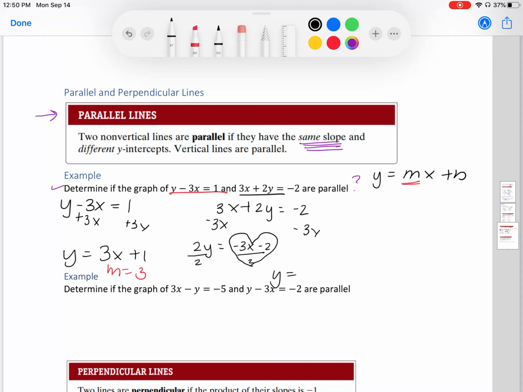And yes, I did draw a heart. That helps remember. So I have -3 over 2x minus 2 over 2 is 1. So here, my slope is -3 over 2. So no, they're not the same slope. So no, the lines are not parallel. And this is because we see their slopes are not the same.